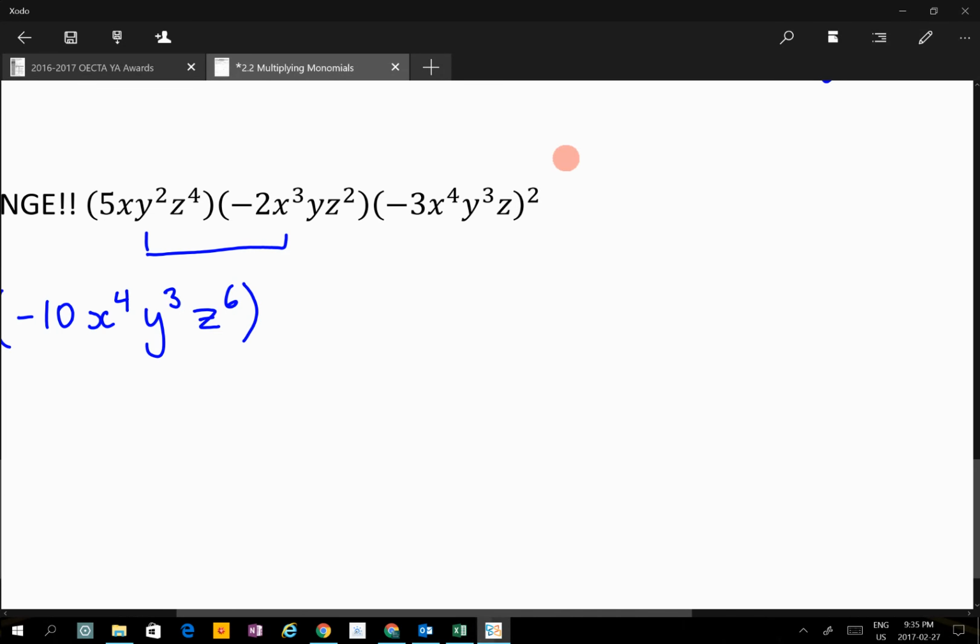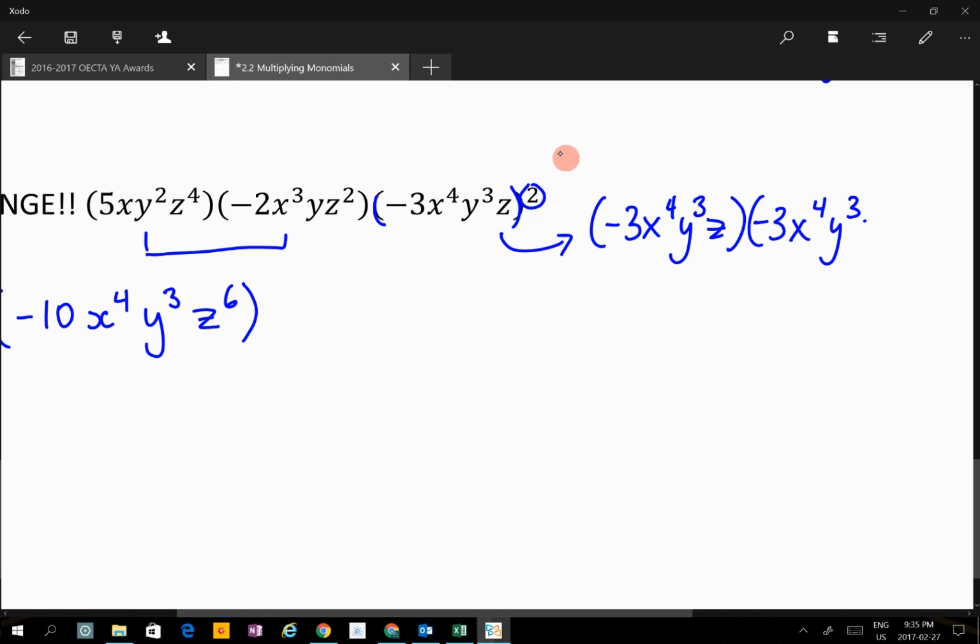Now, notice how this is a bracket with an exponent 2 outside. So I can rewrite this as negative 3 x to the exponent 4, y to the exponent 3, z, close the bracket, and then multiply it by itself again. Negative 3 x to the exponent 4, y to the exponent 3, and z. Okay. Now when I multiply these two factors, I can multiply their coefficients. Negative 3 times negative 3. Two negatives make a positive. So here I'm going to write down positive 9, put it in brackets.